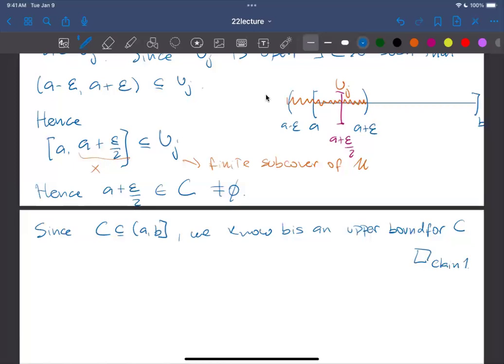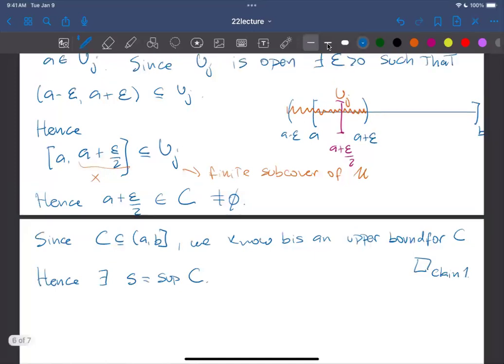And the upshot here, or what we deduce, is we have a supremum. Hence, there exists S, the supremum of C. Any non-empty set that's bounded will have a supremum. That's a property, or an axiom, of the real numbers. Okay, any questions? So now the idea is we built this guy here, and we somehow want to push it.